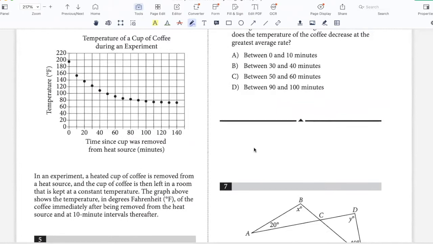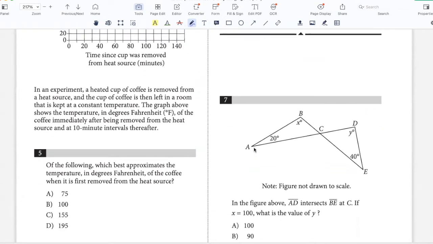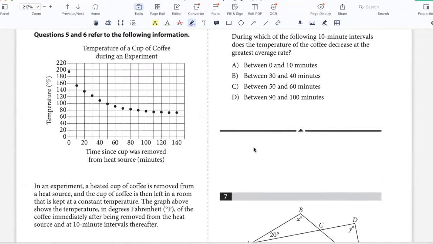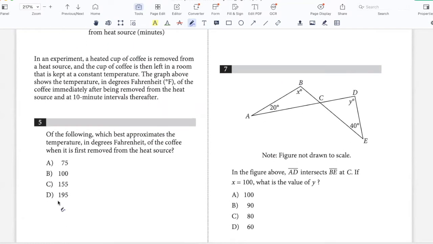Okay, in an experiment, a heated cup of coffee is removed from a heat source, and the cup of coffee is then left in a room that is kept at a constant temperature. The graph above shows the temperature in degrees Fahrenheit of the coffee immediately after being removed from the heat source and at 10-minute intervals thereafter. Of the following, which best approximates the temperature of the coffee when it is first removed from the heat source? So when it is first removed from the heat source, the temperature of the coffee is very close to 200 degrees, so 195.